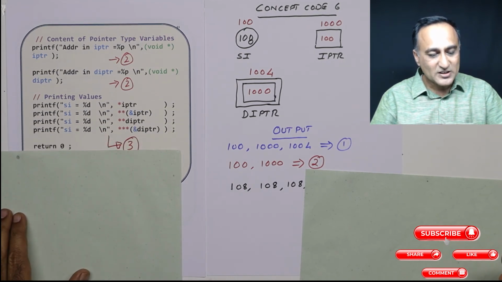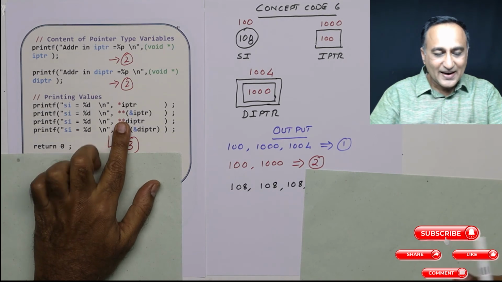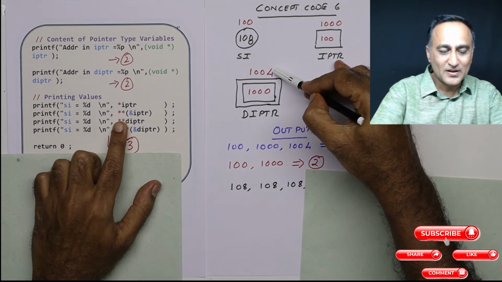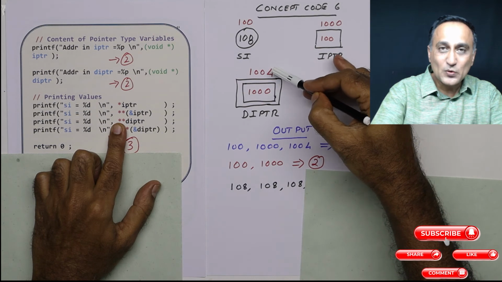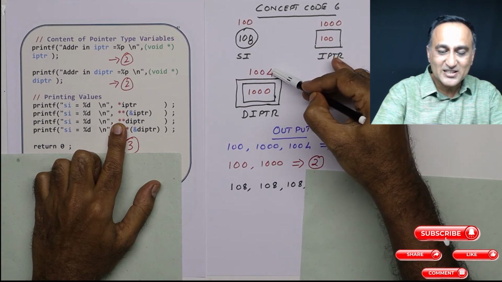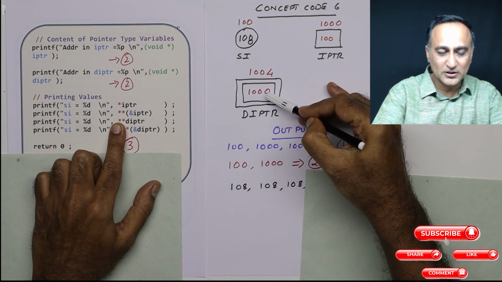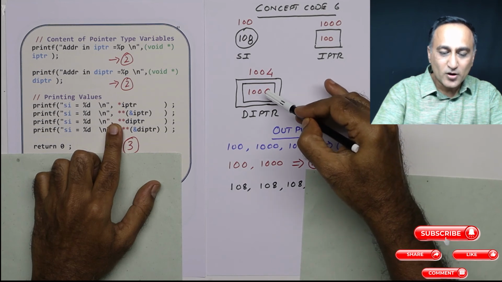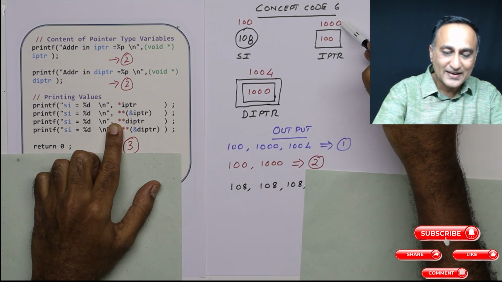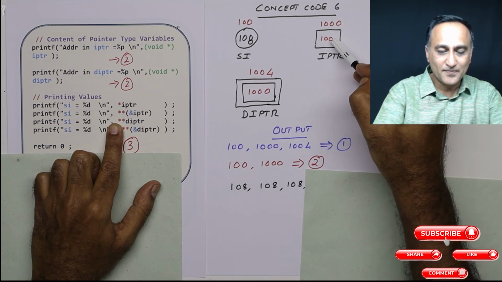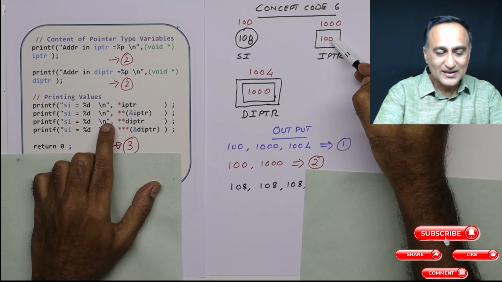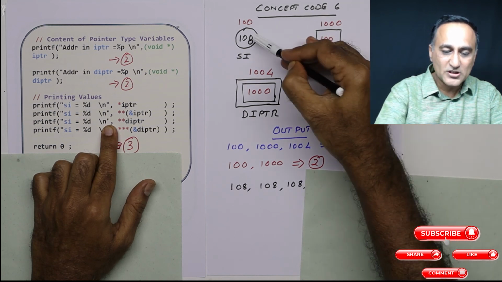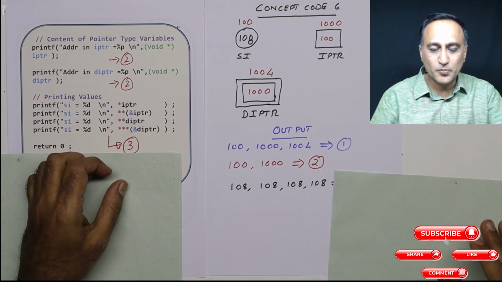Now let's come to the last one. I am first printing address of diptr. Address of diptr happens to be 1004. The first star tells me what is the content at address 1004. The content happens to be 1000. So the first star gives me 1000. Now the second star tells me what is the value or content at address 1000. The value or content at the address 1000 happens to be 100. But 100 is of no use to me because it's an address. The third star tells me what is the value or content at address 100, which happens to be 108. So this is also going to print 108.